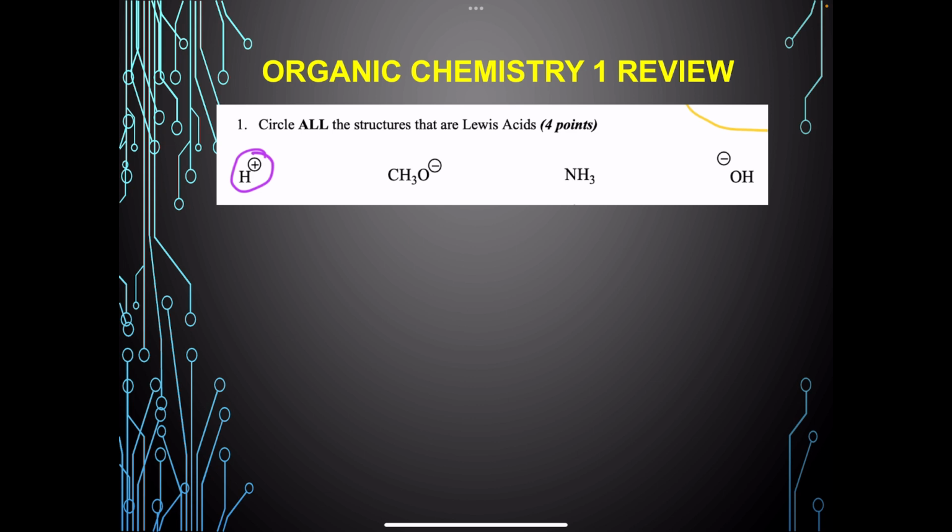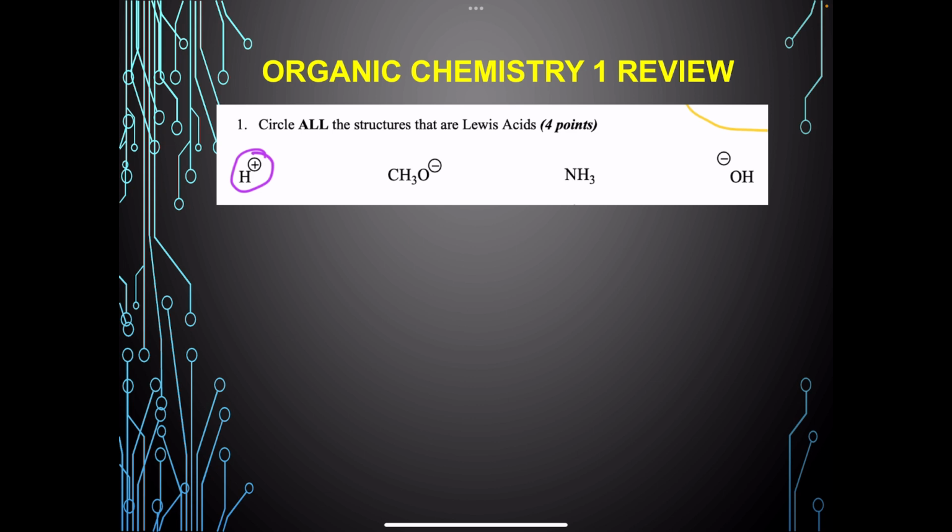Question 1. Circle all the structures that are Lewis acids. If you look at the first structure, it's a proton, hydrogen with a positive charge, and Lewis acids accept electron pairs. So that will accept an electron pair to form a bond. So that's a Lewis acid.